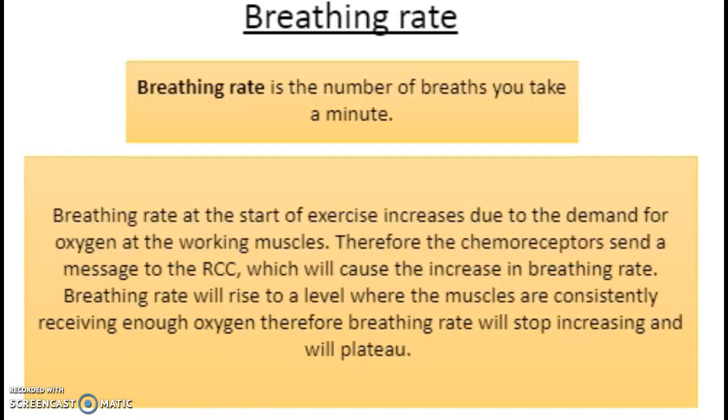Breathing rate. Breathing rate is the number of breaths you take a minute, just like heart rate. Breathing rate at the start of exercise increases due to the demand for oxygen at the working muscles. Therefore, the chemoreceptors send a message to the RCC, Respiratory Control Center, which will cause the increase in breathing rate. Breathing rate will rise to a level where the muscles are consistently receiving enough oxygen. Therefore, breathing rate will stop increasing and will start to plateau.